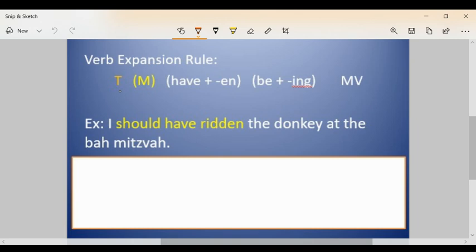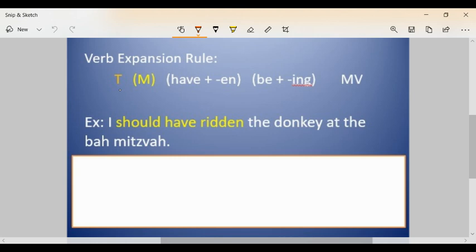So let's take a look at the verb should have ridden in the sentence, I should have ridden the donkey at the bar mitzvah. All right, so we start off with our tense. And so we're going to take the tense of the very first word, which is should. Well, should is the past.